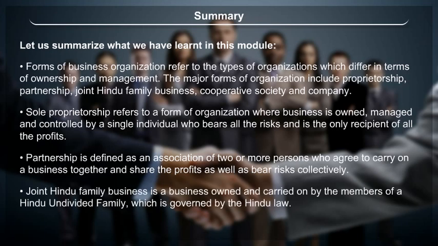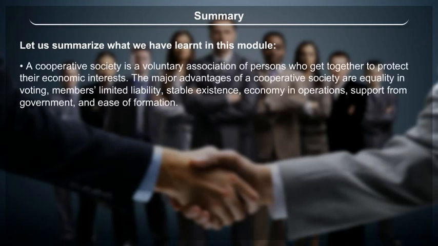Joint Hindu family business is a business owned and carried on by the members of a Hindu undivided family, which is governed by the Hindu law. A cooperative society is a voluntary association of persons who get together to protect their economic interests. The major advantages of a cooperative society are equality in voting, members' limited liability, stable existence, economy in operations, support from government, and ease of formation.